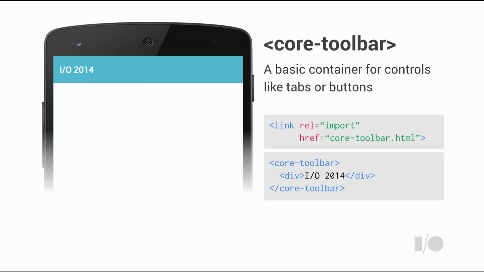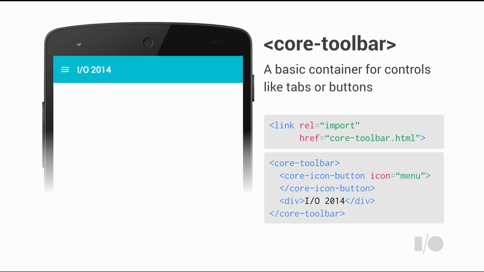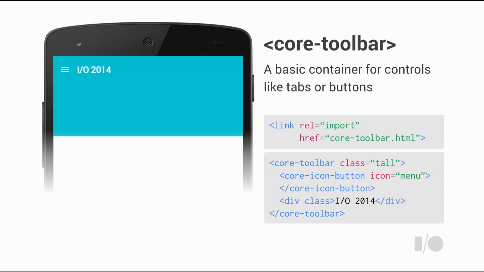And what we've done here is we've actually thrown a div inside of our toolbar to give us a little title up there. And because custom elements are all about composability, we can throw in additional assets. We can throw in an icon button, which will give us a little hamburger menu that we can play with. We can also style this thing. We can throw a tall class on it, and the toolbar knows that it should expand once that class is on there, and we can do something like include an image background at this point.